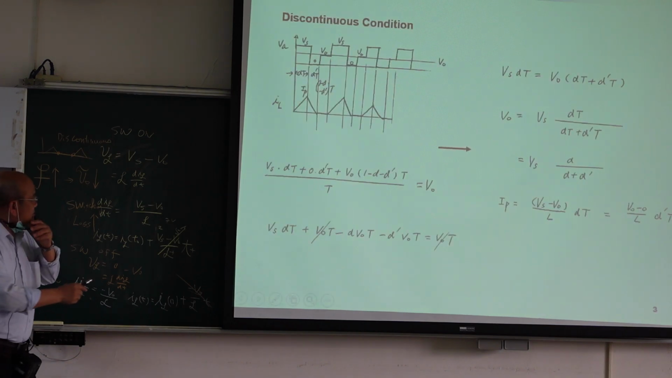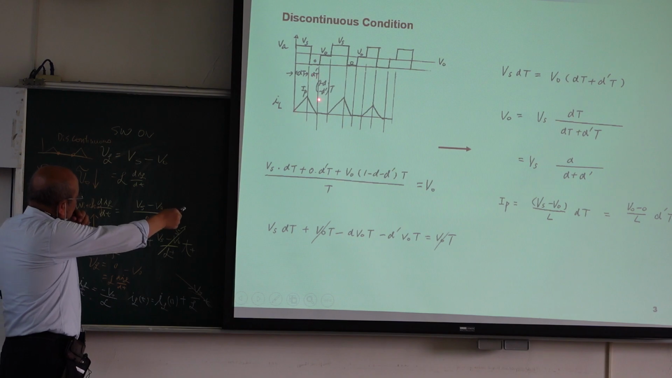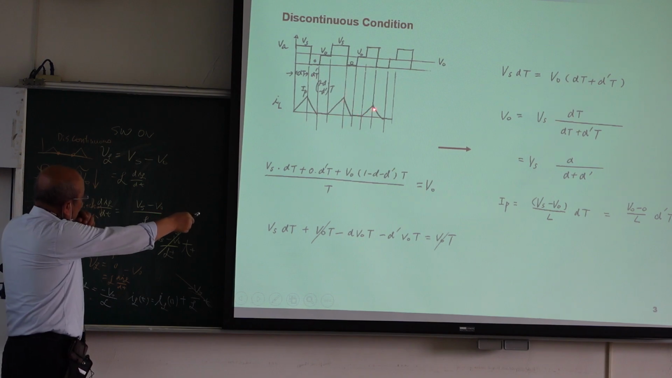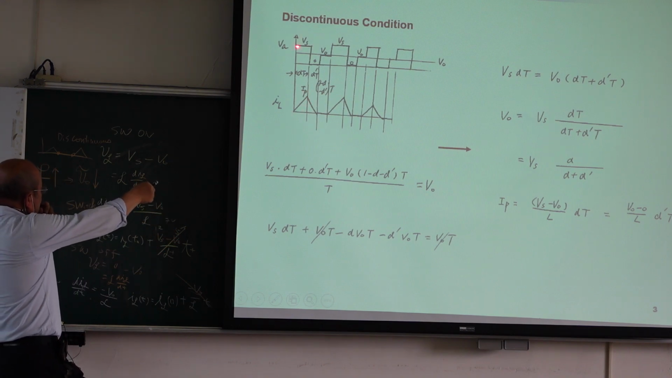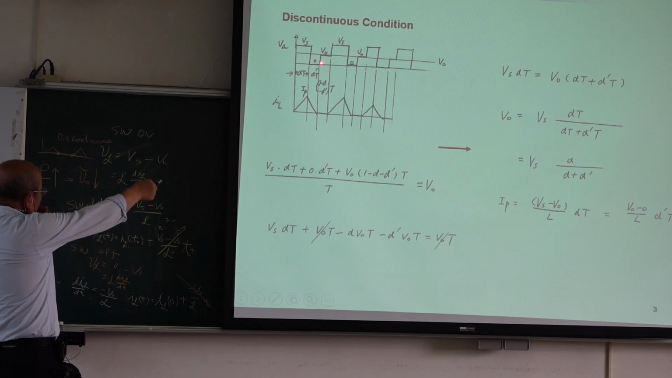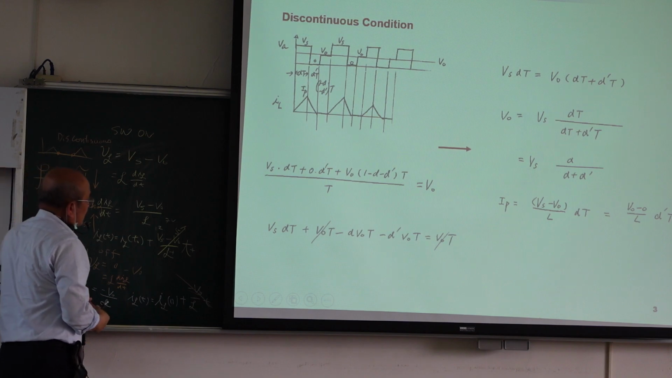So discontinuous condition means the current reaches 0, like this. In this case, what does this mean? The MOSFET turns on, so VA is equal to VS. If it is here, then the Schottky diode turns on, and we have 0.